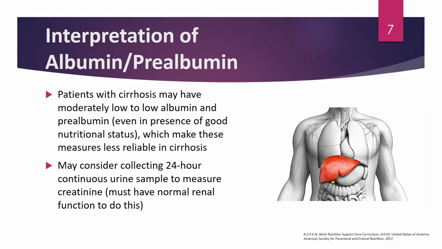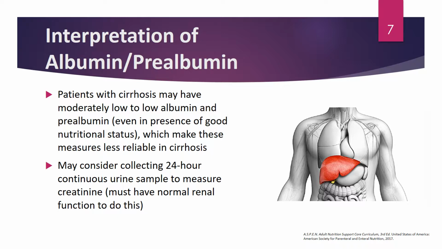So in regards to patients with cirrhosis and end-stage liver disease, patients with cirrhosis may have moderately low or low albumin levels as well as prealbumin levels, even in the presence of good nutritional status. And again, that's because patients with liver disease may not produce as much albumin or prealbumin. And that obviously makes these markers less reliable in cirrhosis and end-stage liver disease.